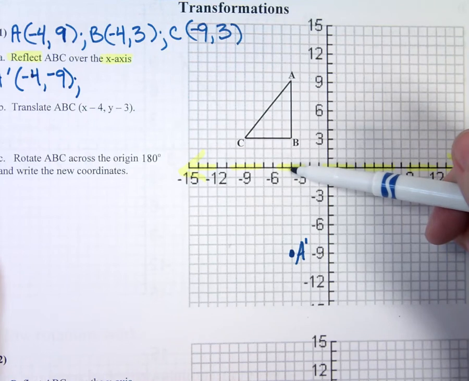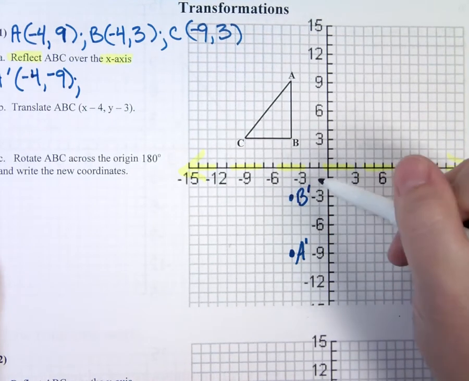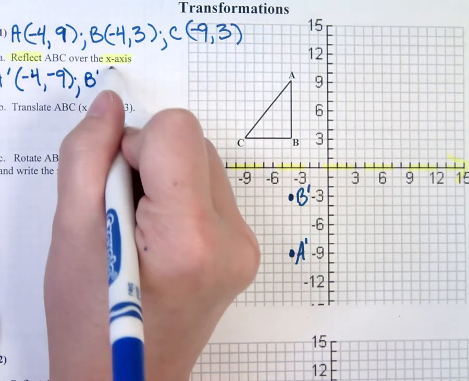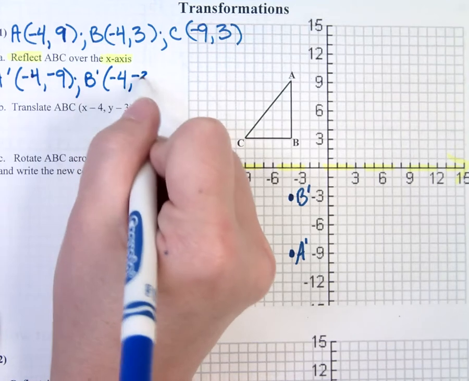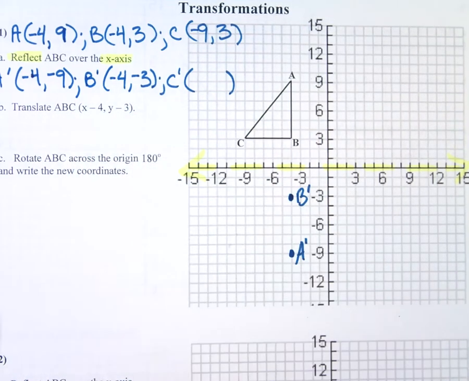So how far away is B from the x-axis? 3, so I'm going to go 3 the other way. And what would you call B prime? What's its ordered pair? There we go. B prime is -4, -3. Am I moving too fast? Yes.